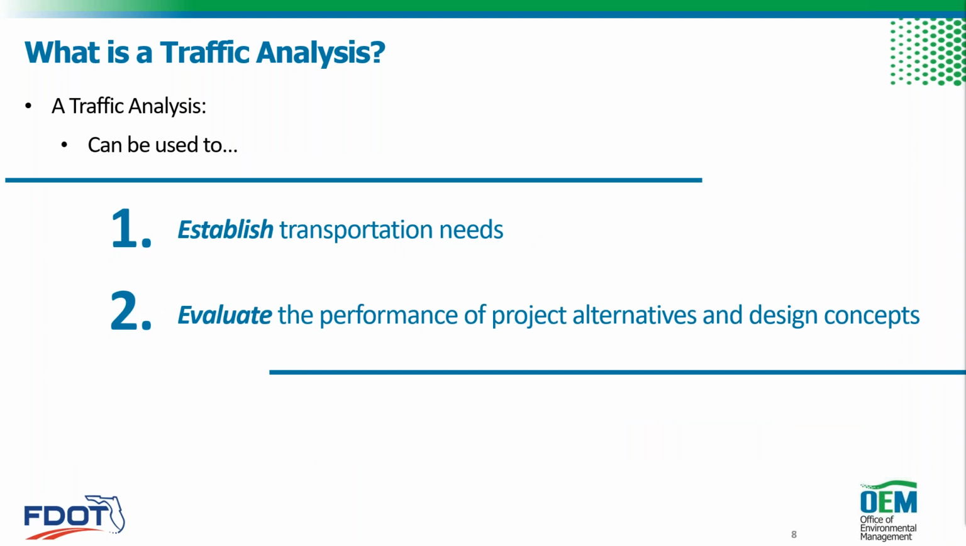All right, so we use a traffic analysis to establish transportation needs. What type of improvements do we need? How many lanes do we need? And also to evaluate the performance of project alternatives and design concepts. So how does the facility operate in no-build conditions? How does it operate in build conditions under different alternatives?